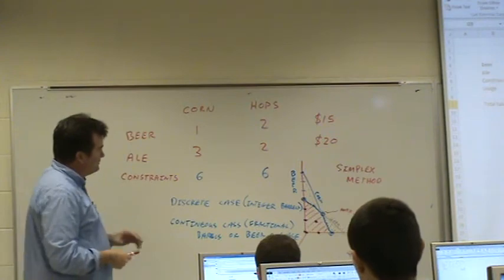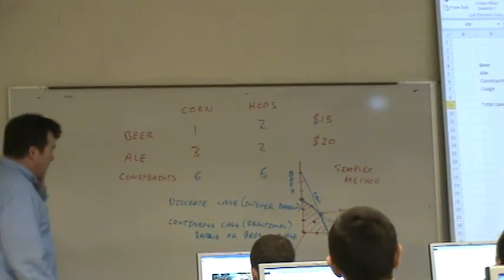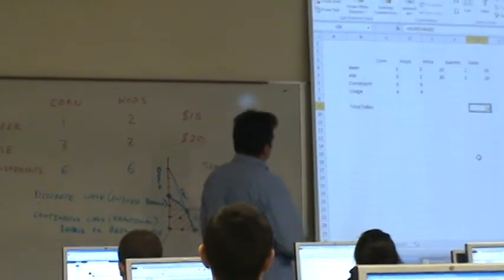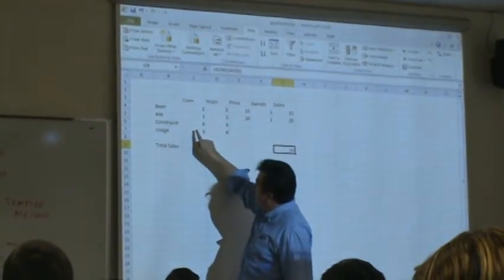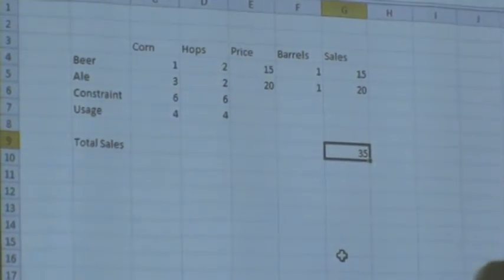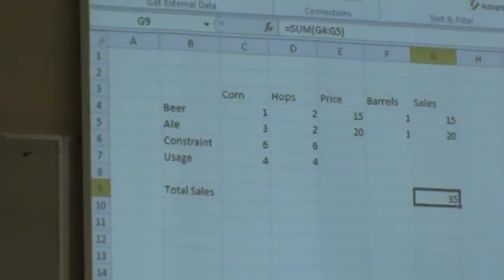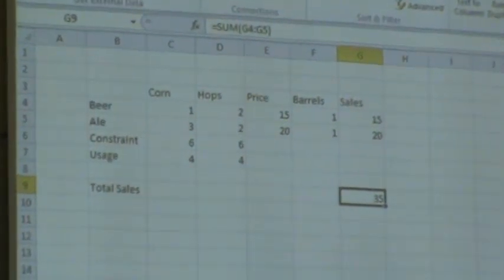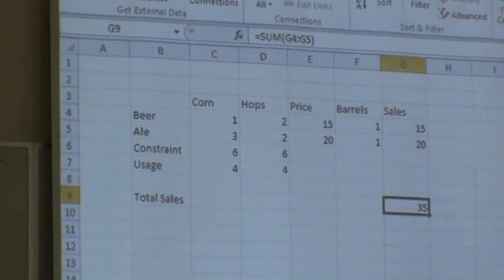So how could we punch something like this into Excel? Here we have, pretty much, just data fields. We're typing these numbers in. Here's our constraint. And what else would we need now? We want to be able to calculate how much money we make. So how much money do we make?